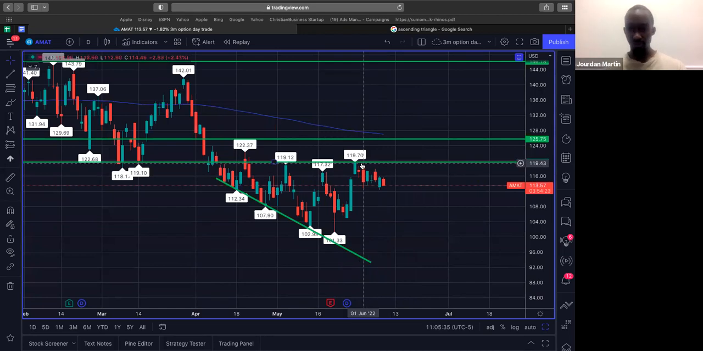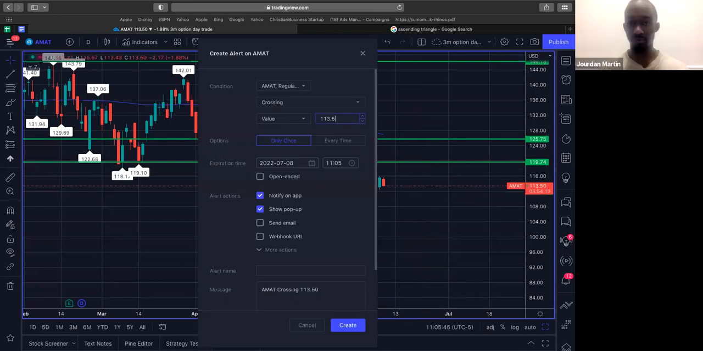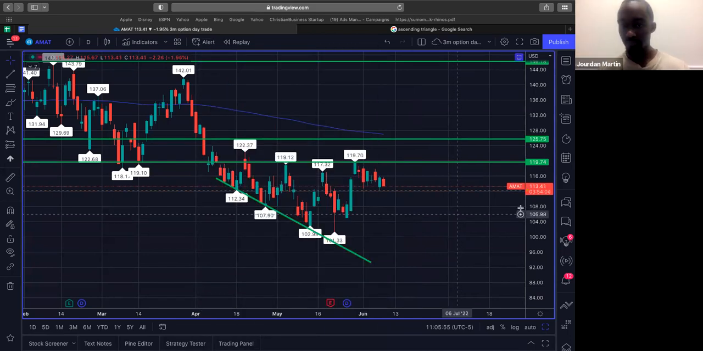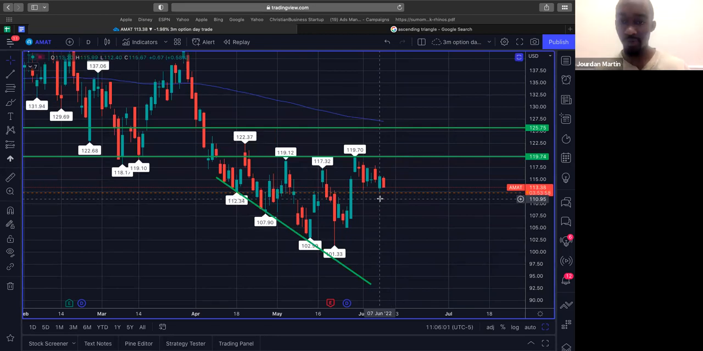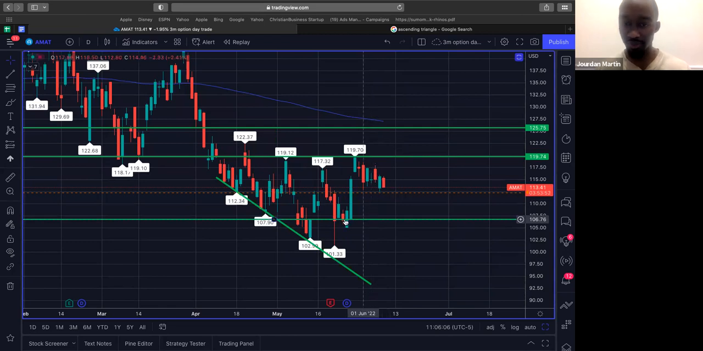We're looking at Applied Materials just making these rejections around this 119 level. So below here, this inside day is currently forming. Below 112.40 would break that inside day. Below 112.30, I wouldn't mind hopping in puts and could trade it back down to this level here. That would be a nice move. So I just set an alert for that.